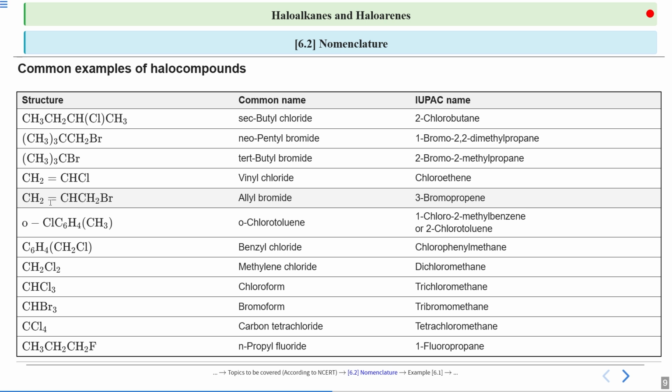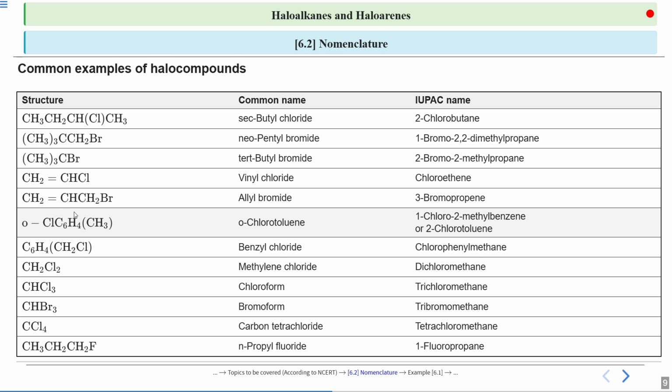So you start your numbering from the very left-hand side in this compound, CH2 double bond CH CH2 Br. So 1, 2, 3, so 3-bromo propene. Okay, next is o-Cl C6H4 CH3.